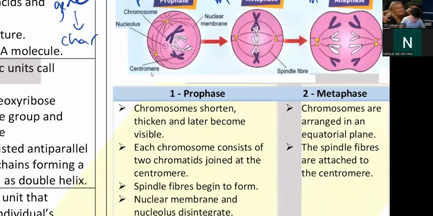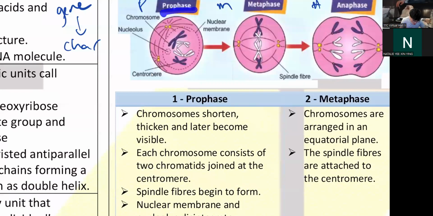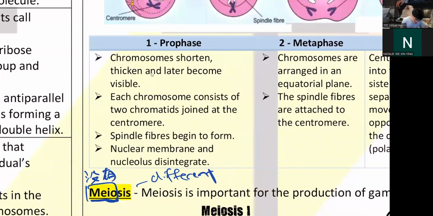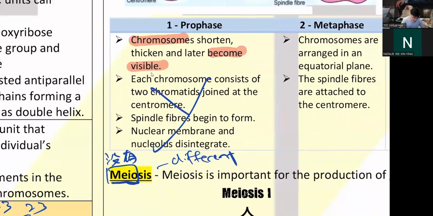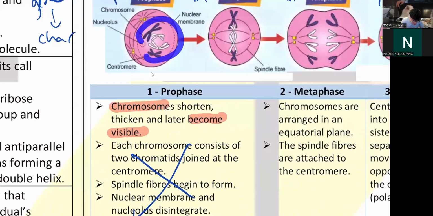So what happens in prophase? They're just getting ready. Your chromosomes just chill around, not doing anything. So what do you say? Chromosomes become visible. That's all. That means you can see the chromosomes. Settle. The rest are rubbish points, no need to write. As long as they become visible and are just hanging around, that's your prophase.